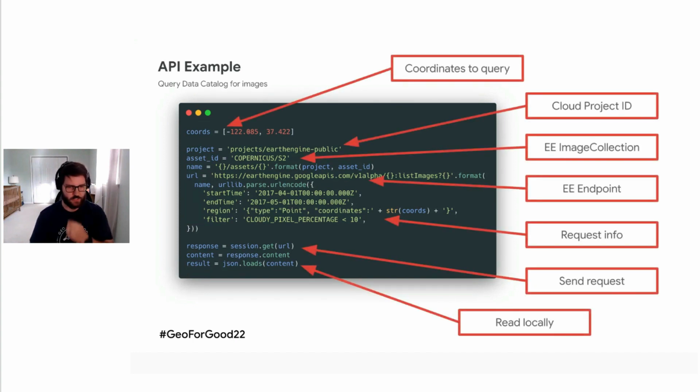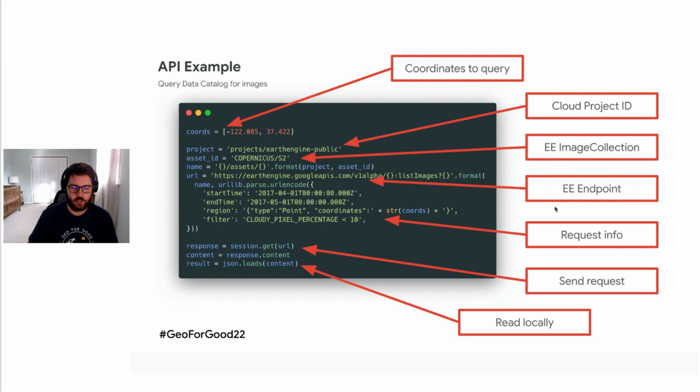So if we break this down into what each line or group of lines is actually doing, this example is querying a data catalog for images. What we're doing here is setting coordinates to query. We're specifying our cloud project ID. All of the HTTP requests get routed through a cloud project, so you need to specify what that is. And then we're specifying the image collection that we want to query.